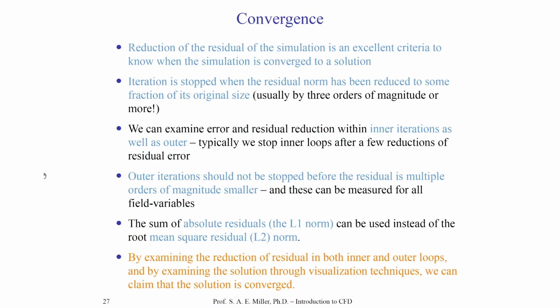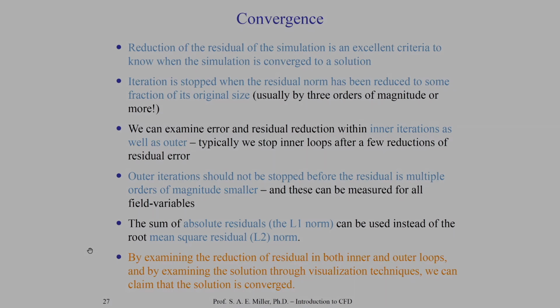Now, one main important point, and I put it in orange. Let's read it together. By examining the reduction of residual in both the inner and outer loops, and by examining the solution through visualization techniques, we can claim that the solution is converged. You'll have to do all these things if you want to claim, say, in a report, presentation, paper, or analysis on CFD that you do have a converged solution. If you can't do these things and do grid independence studies, then you cannot say that your numerical solution matches the equations of motion, and you're not going to be able to do any analysis with the results. You'll have to go back and redo the whole thing.